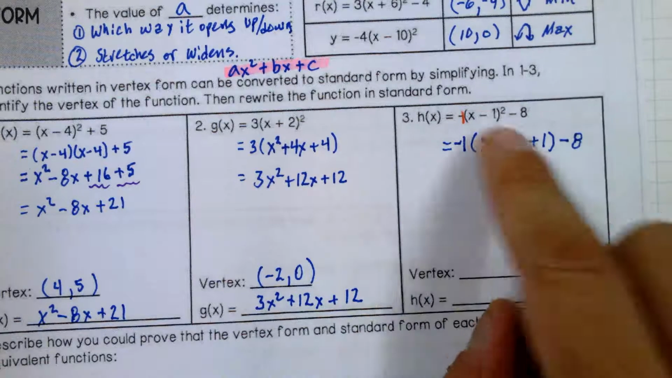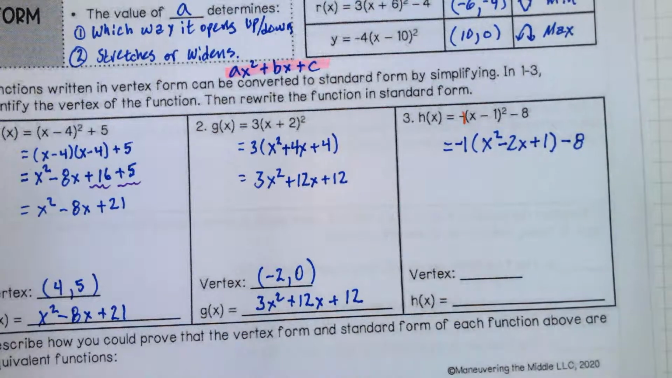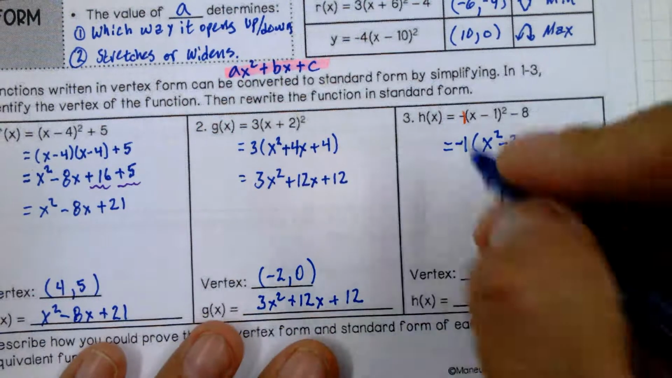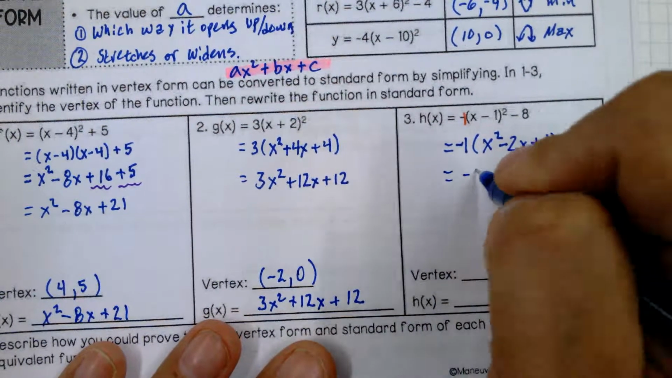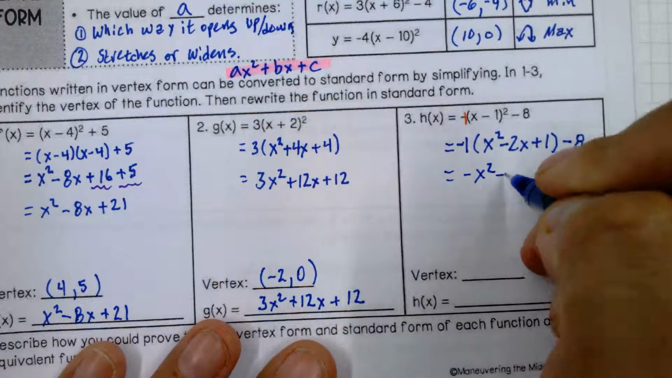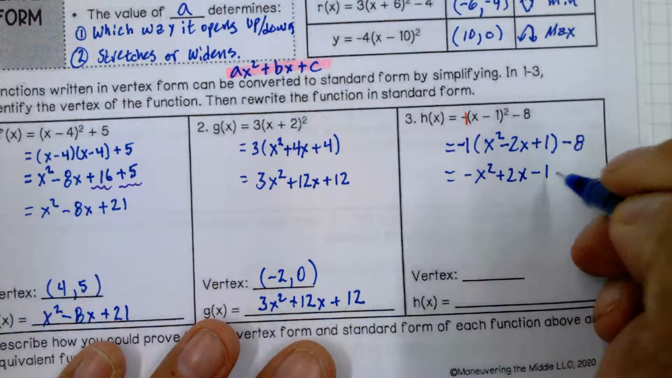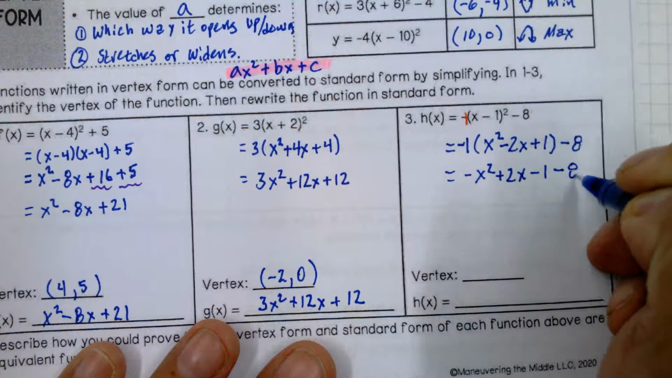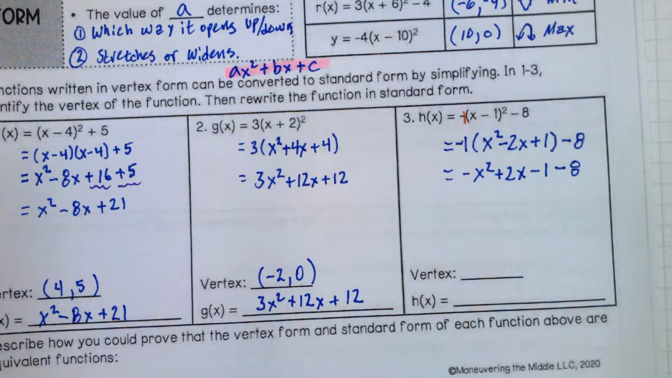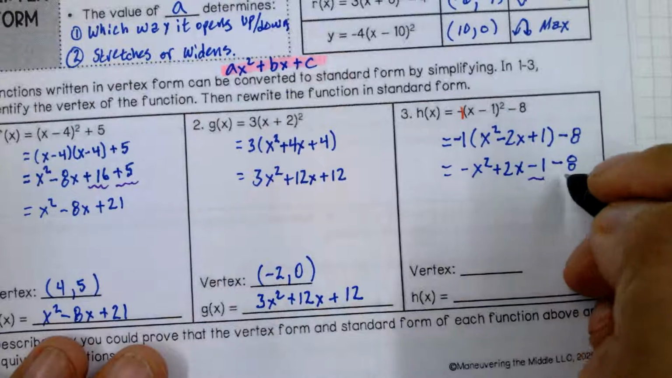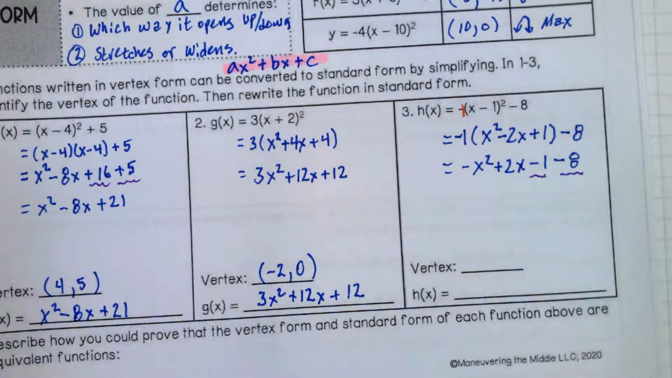And we still have a minus 8 behind that. So first thing you do is square your binomial. Then you distribute. So distribute your negative 1. Negative x squared plus 2x minus 1. And then you still have a minus 8. And the last thing you do is you combine your like terms, if you have any, and we do, we have negative 1 and negative 8. That's going to make negative 9.